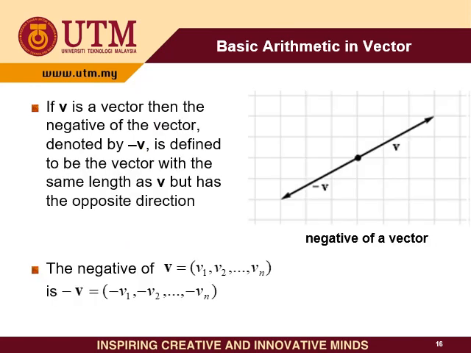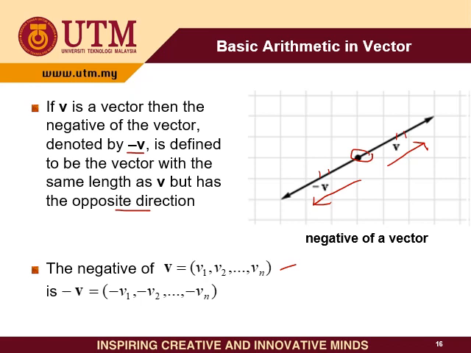If v is a vector, then the negative of the vector, negative v, is defined to be the vector with the same length as v but the opposite direction. You can see this is the start here. If v is pointing towards here, then negative v is the opposite of v, but the length is the same. So the negative of v, let's say (v1, v2, v3), is negative v, where you put a negative on every component of v.